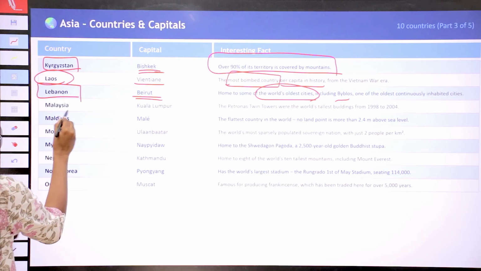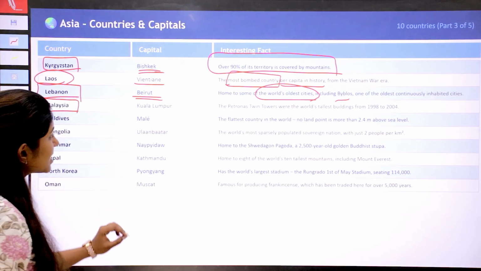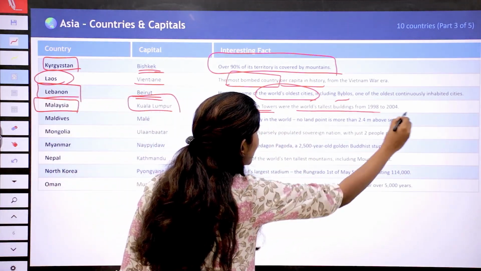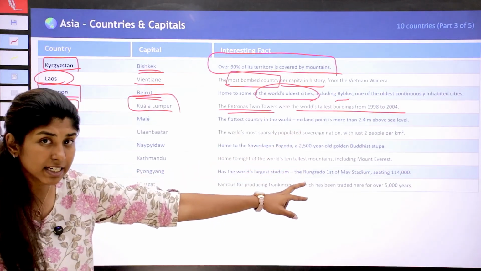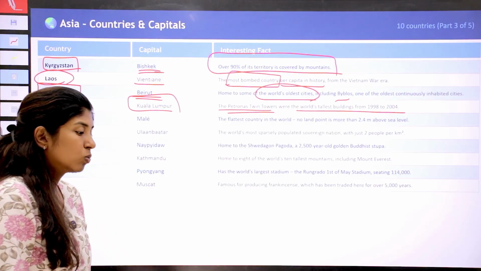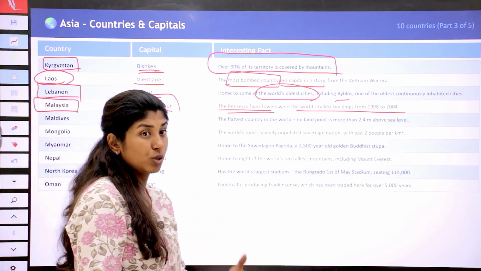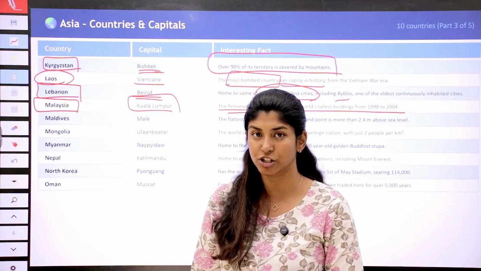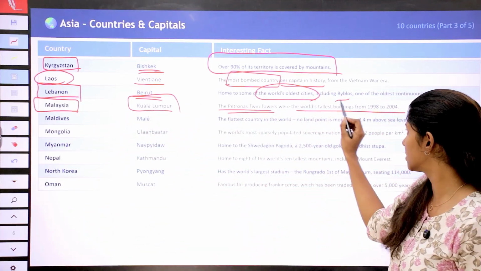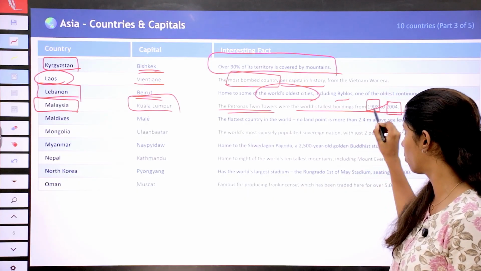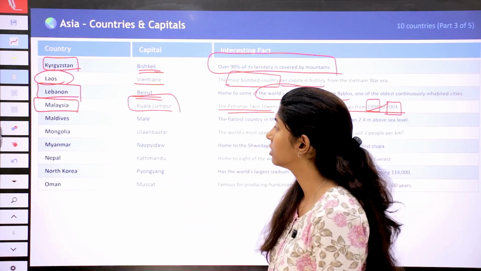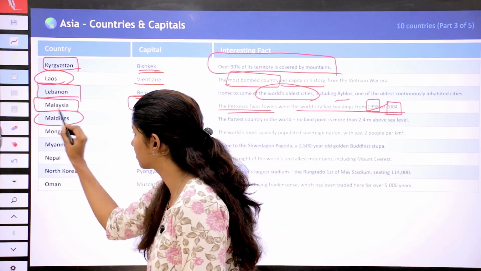Next, we have Malaysia. Malaysia's capital is Kuala Lumpur. The Petronas Twin Towers were the world's largest building from 1998 to 2004. After that, much larger buildings were built. What is the largest building today? If you know, it's in Dubai, it's the Burj Khalifa. But at that time, from 1998 to 2004, the largest building was the Petronas Twin Towers, which was present in Malaysia.